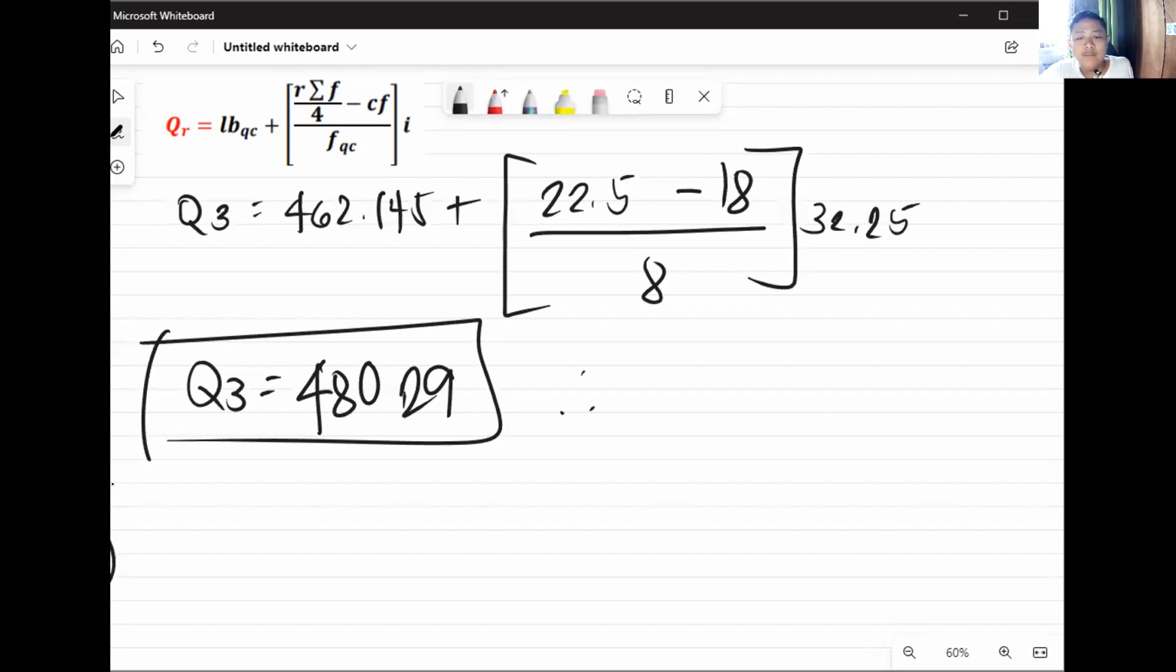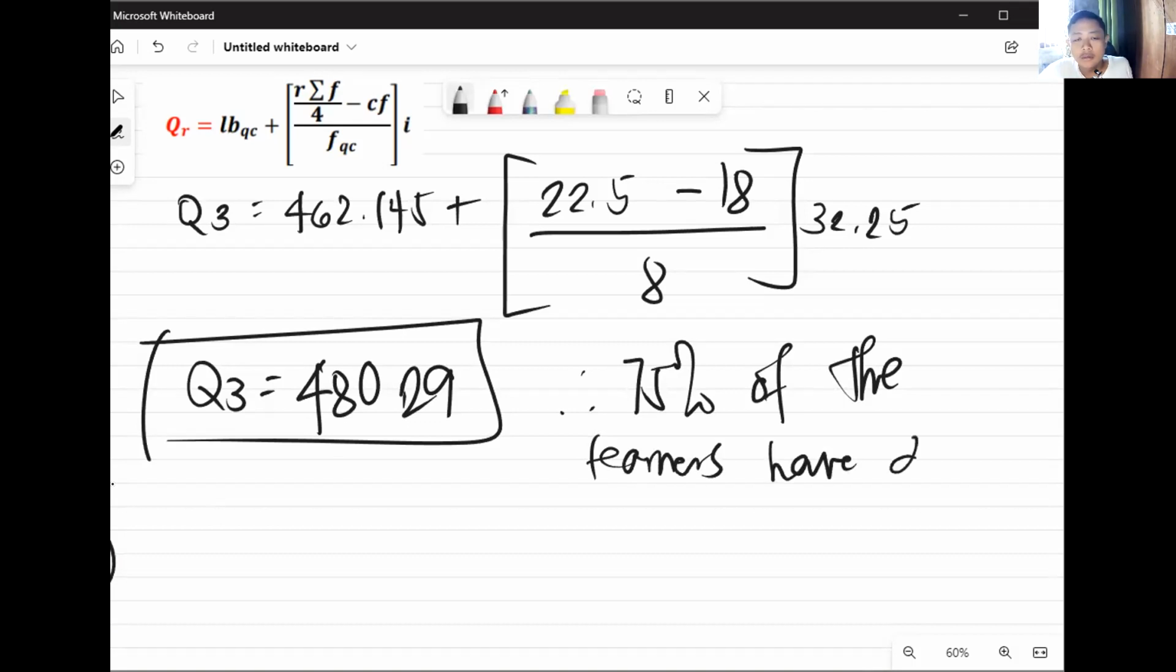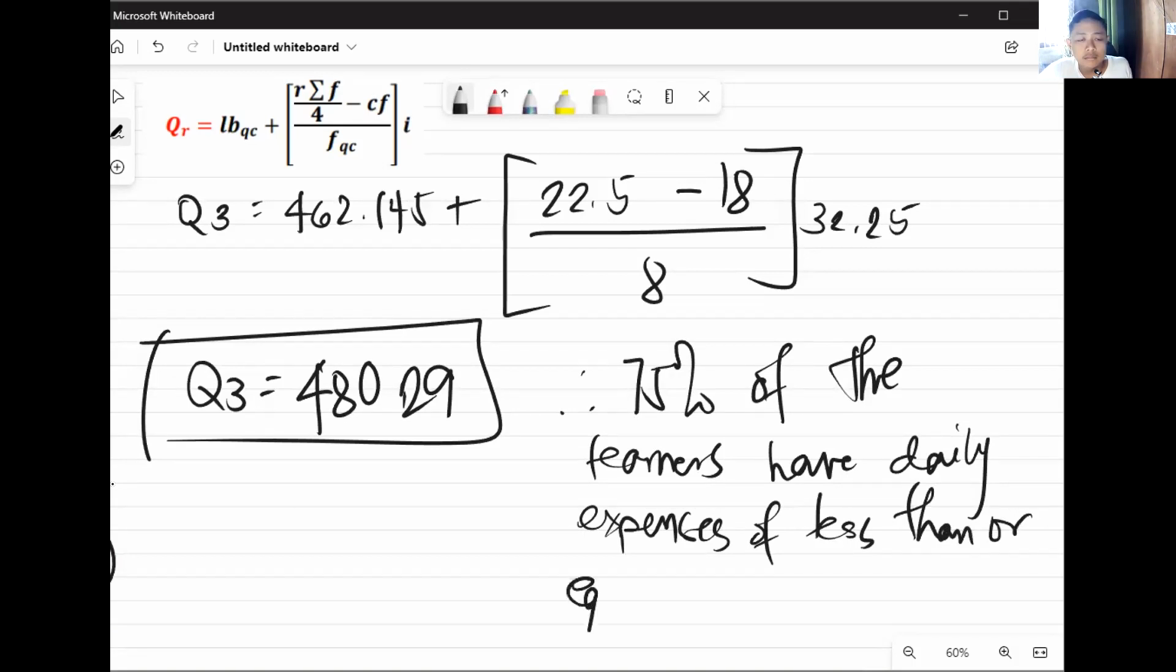This is Q3. Then we can say that 75% of the learners have, may social naman ng mga to, daily expenses of less than or equal to 480 pesos per day? 480.29. Sorry. Pesos a day. Sobrang naman yun.